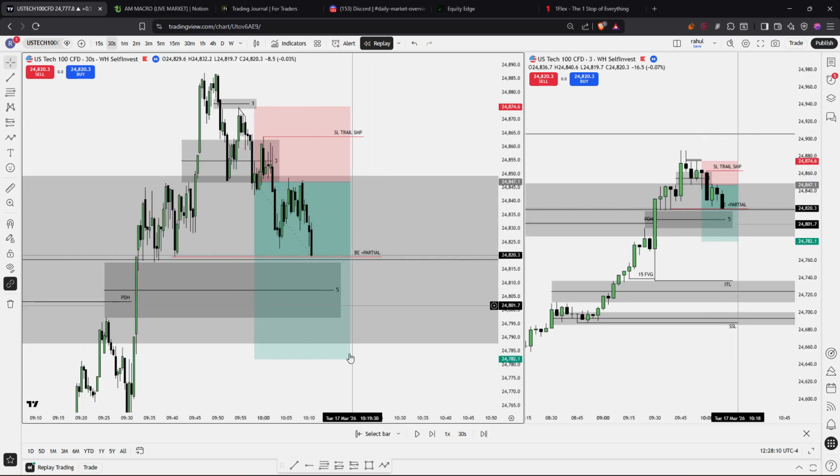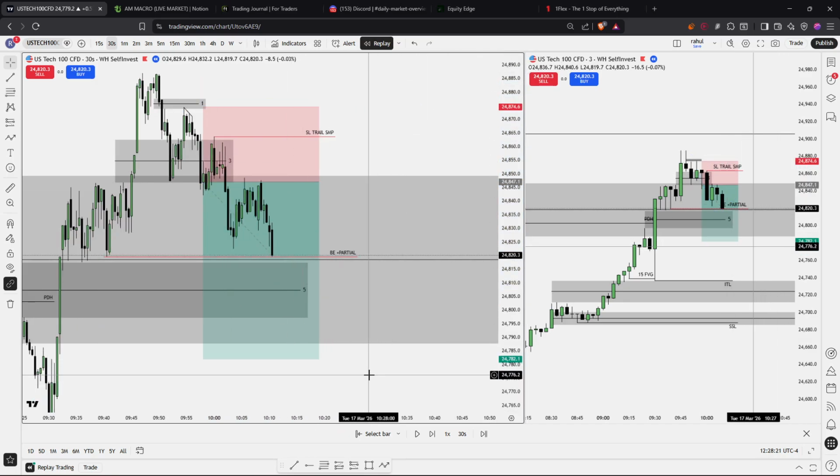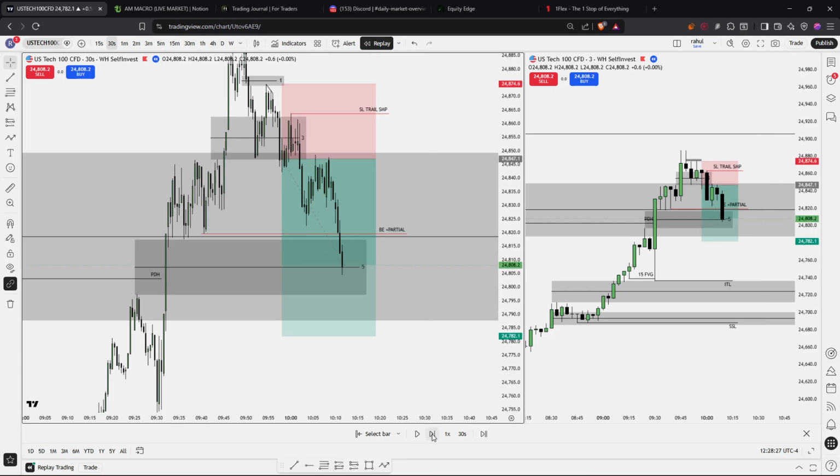Because now I'm thinking something like this can happen. It can come, tap this 5 minute, then we can just continue to the upside. I'm thinking this can happen because overall my market was pretty bullish, but that didn't happen and we just continued selling. I have not taken out my overall trade here.